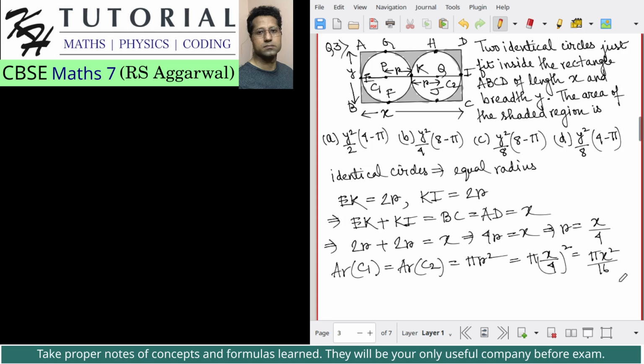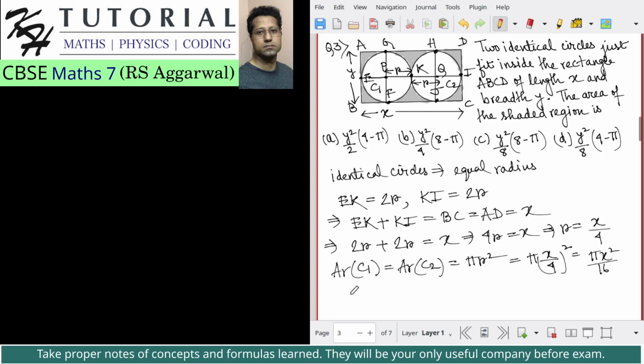Also another thing to note is the diameter of each circle. Consider the circle with center P. It is touching the sides AD and BC at the points G and F. So G, P and F are collinear, and GF is the diameter of the circle. Similarly, the points H, Q and J are collinear, that is, they lie on the same straight line, and HJ is the diameter.